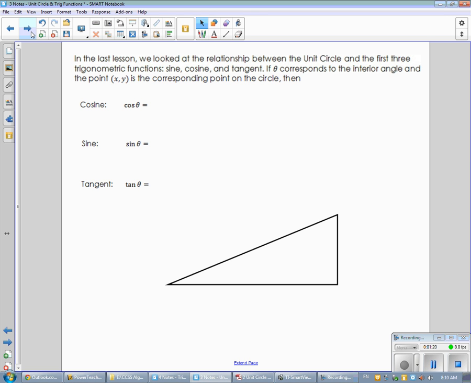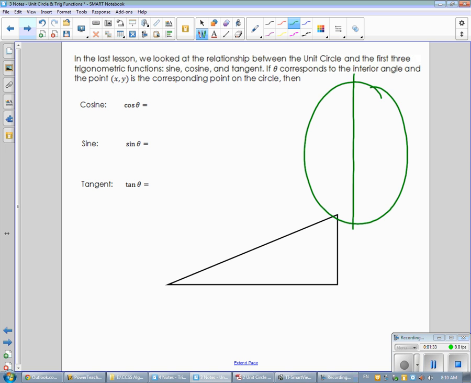So we looked at the relationship between the unit circle and the first 3 trig functions, sine, cosine, and tangent, and if theta corresponded to the interior angle and the point xy corresponding to the point on the unit circle. So basically what I mean is, if this is my unit circle, we have our y-axis and our x-axis, and let's just call this angle theta. If I drop an altitude to the x-axis, this becomes a right triangle. And we said basically that the height of my triangle is going to correspond to the y value of this point. So this is the point xy.